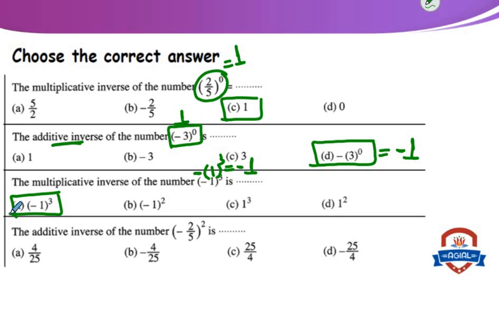Number 4, the additive inverse of negative 2 over 5 to the power 2. The power 2 is even, so it equals 2 over 5 to the power 2, which equals 4 over 25. Then the additive inverse of 4 over 25 equals negative 4 over 25. Additive inverse.